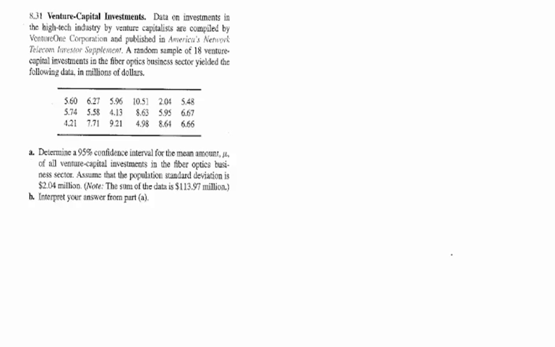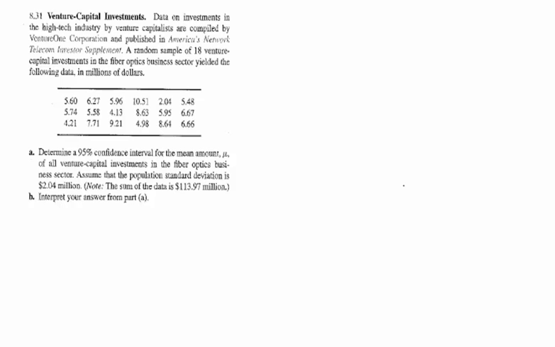of dollars. So our sample size is 18, and they give us all the values, and then they want us to determine a 95% confidence interval for the mean amount mu of all venture capital investments in the fiber optics business sector. Assume that the population standard deviation is 2.04 million. And it says, note, the sum of the data is 113.97 million. And then it wants us to interpret the answer.